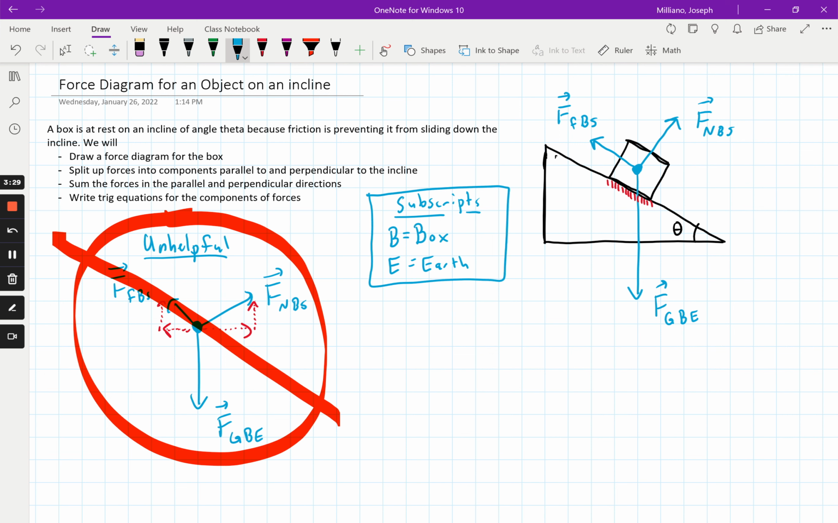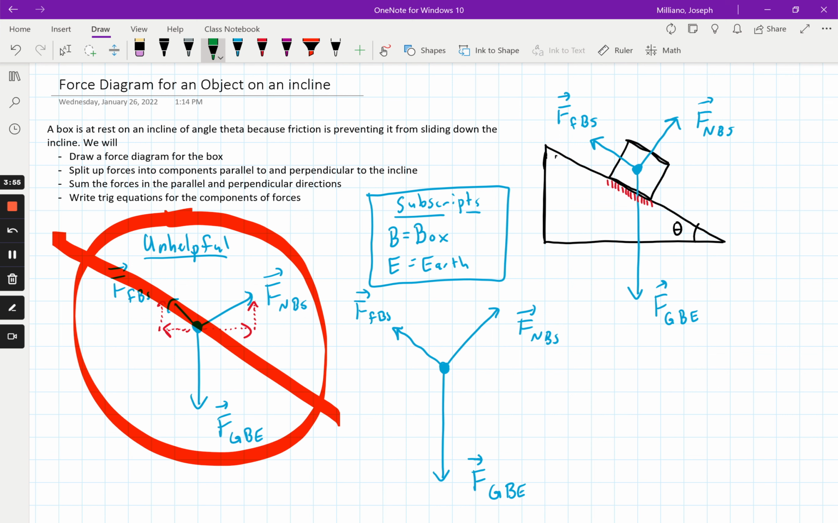And I'll draw that to the right here underneath our subscript box. So again, let's copy down our force diagram. We have the downward gravitational force on the box by the Earth, the normal force on the box by the surface, and the friction force on the box by the surface.